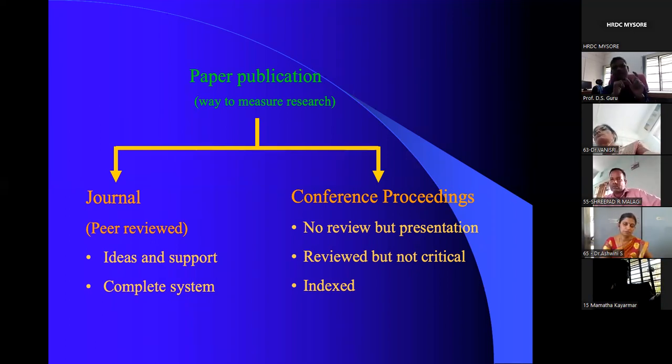Then finally they come out with the post-conference proceedings. And in such post-conference proceedings, where your complete article is published and printed, you can be counted as having a publication. So the second one is such conferences: reviewed but not critical, but post-conference proceedings are expected. The third one is an indexed conference.